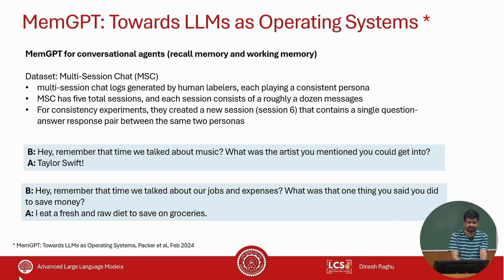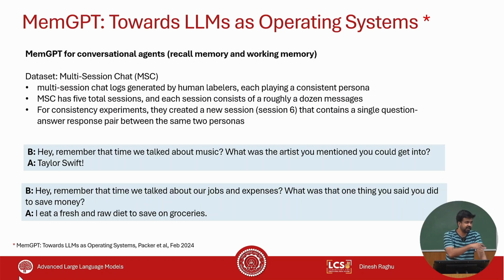And to test their consistency experiment, what they did was, after the 5 sessions, they asked an LLM to generate a follow-up question which would leverage some information from the conversation so far, right? For example, one such example is: hey, remember the time we talked about music? What was the artist you mentioned you could get into?